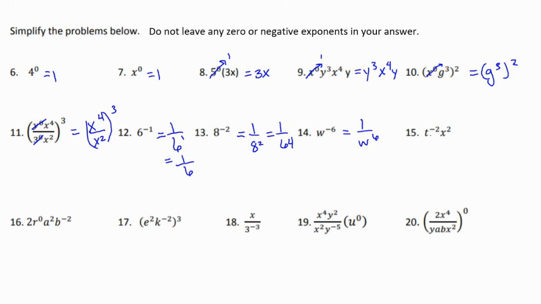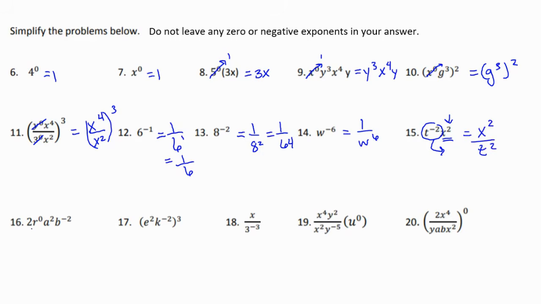Let's look at 15. So here I have t to the negative 2 and x squared. X squared is not negative, so it will stay. But t to the negative 2 is going to move to the bottom. So x squared is on top and t squared is on the bottom. That's it. Let's look at 16.